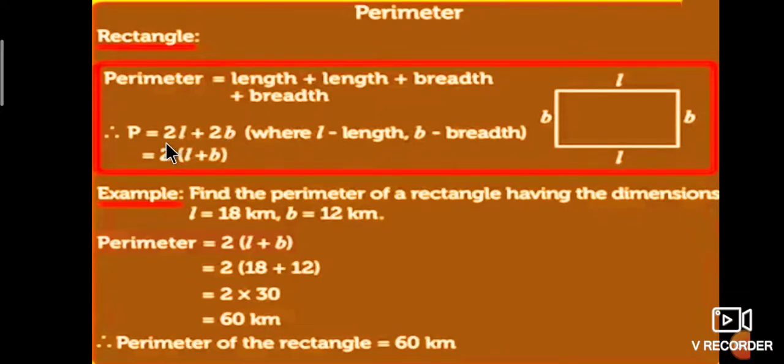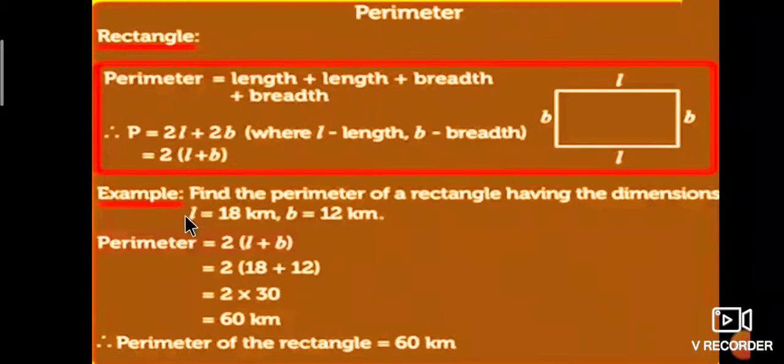In this, 2 is common on both terms. Taking 2 as common, the remaining is P is equal to 2 into L plus B. This is the perimeter of a rectangle.